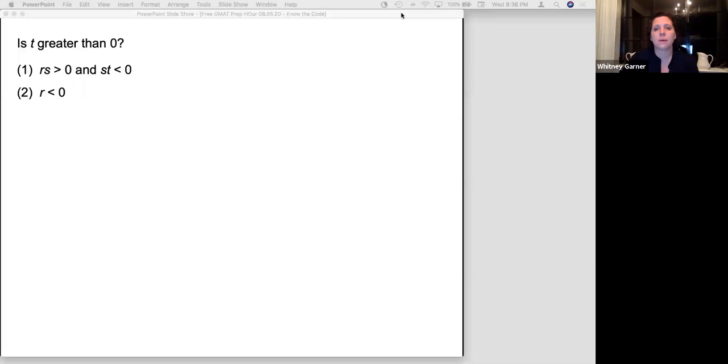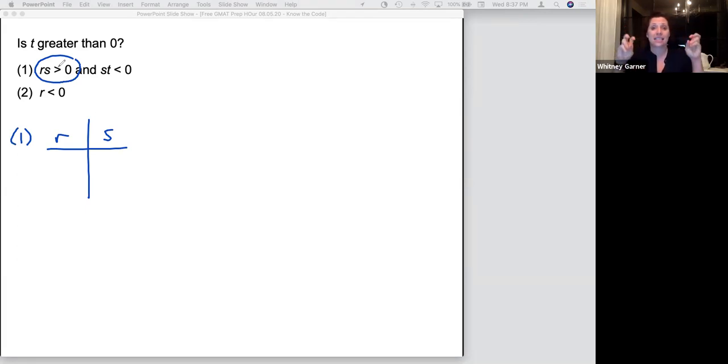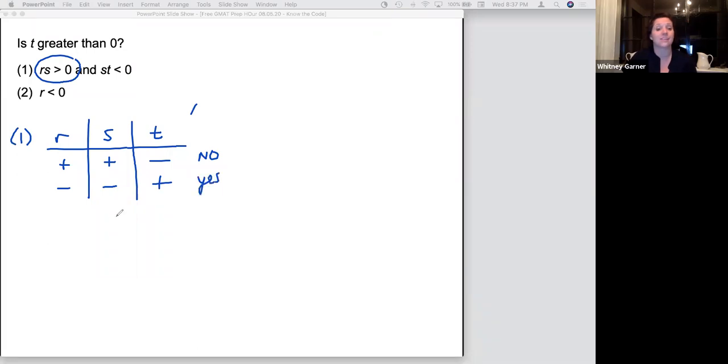So for something like this, let's think about some organization. What they're hoping people think for statement 1 is that when they see R times S is greater than 0, that means both R and S are positive. But that's not true. If I see R times S greater than 0, what I want to read is same sign. So either R and S are both positive numbers, or they could be both negative numbers. Now, the next piece of information given, S times T is negative, means different signs. If S is positive, T is negative. If S is negative, T is positive. Is T greater than 0? Not in this case, but yes in this case, so not sufficient.